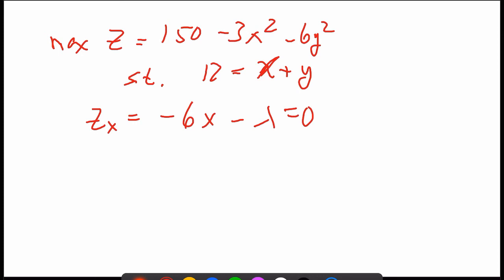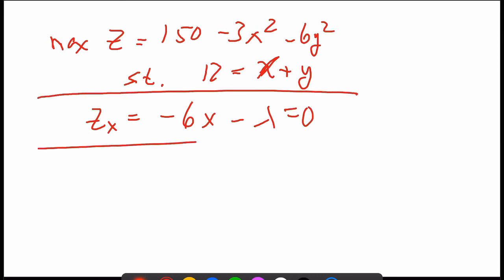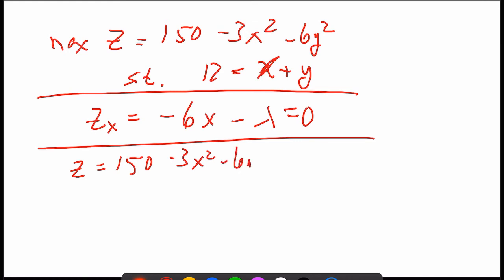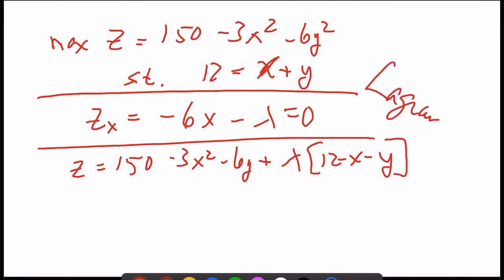I didn't write this out for you because in my brain you already know what you're doing. But we'd have an equation that says z equals 150 minus 3x squared minus 6y squared plus lambda times 12 minus x minus y. Okay, that's our Lagrangian. So people will say, oh, I have a Lagrangian. Well, that's what they mean.